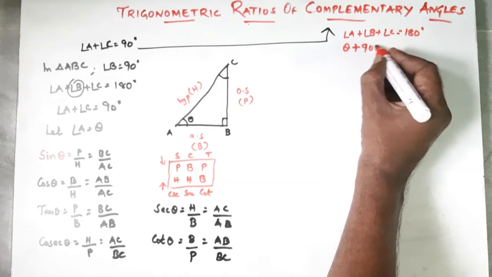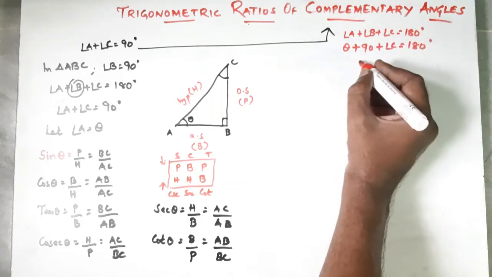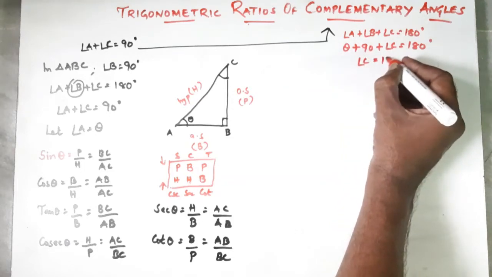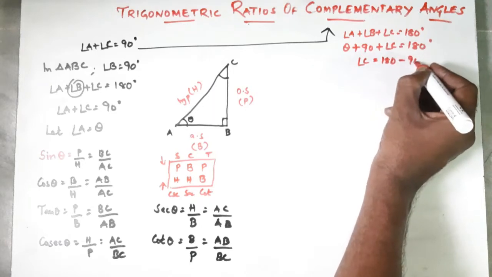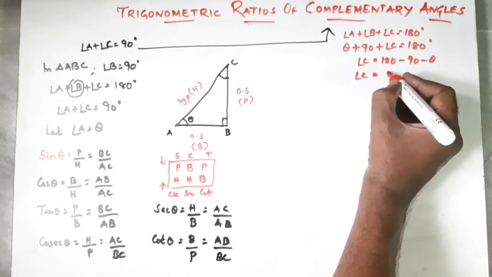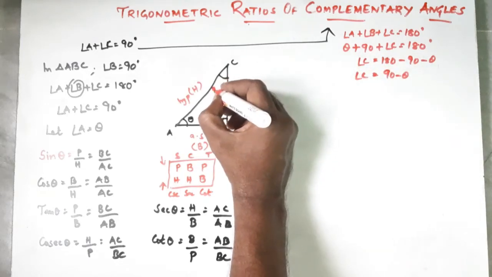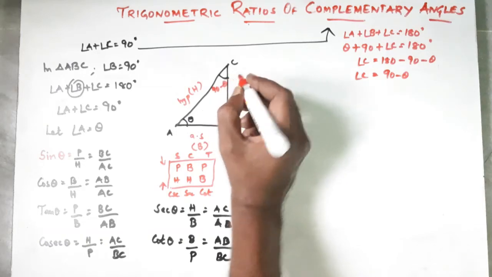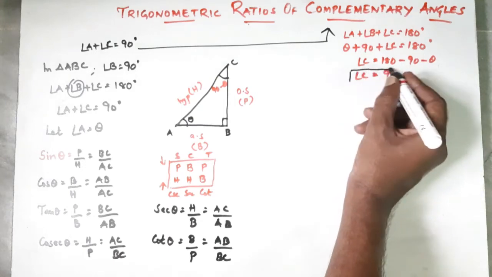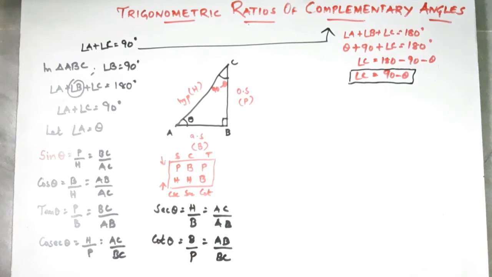Angle B is 90 degrees and we have to find angle C. Angle C is equal to 180 minus 90 minus theta, transposing theta and 90 to the right side. That is, angle C is equal to 180 take away 90, which is 90 minus theta. So angle C is nothing but 90 minus theta.